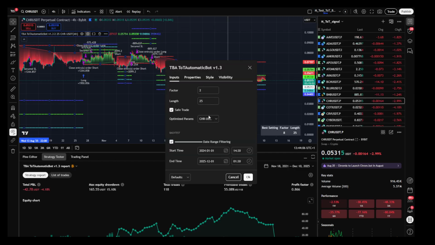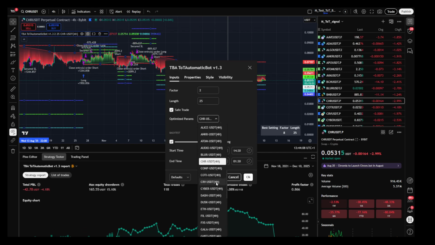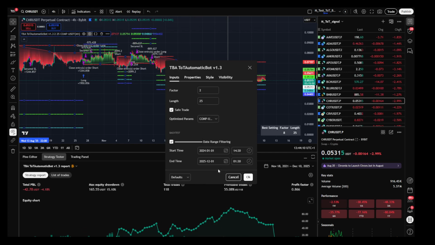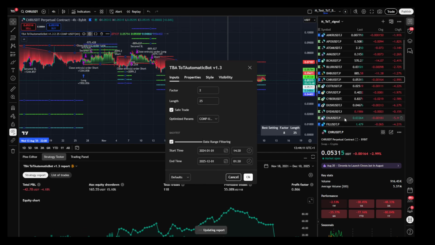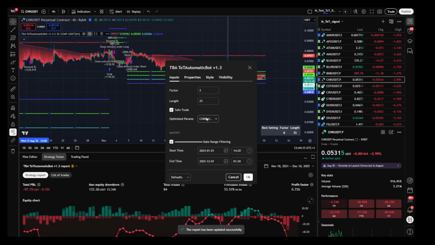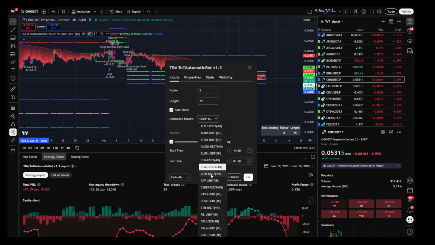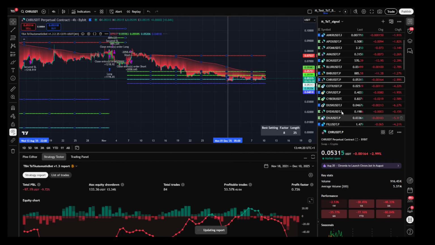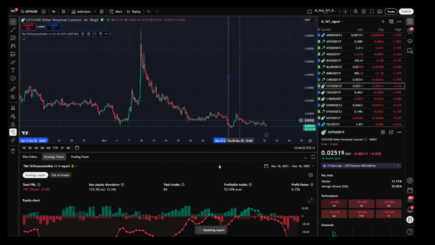Let's move on. Try trading another cryptocurrency next. For example, here we have COMP. Let's see COMP. It turns out it's still not included in our list, so let's skip it for now and try another one instead. Let's try with COT instead, still using the 4-hour time frame. Let's see what happens with COT.